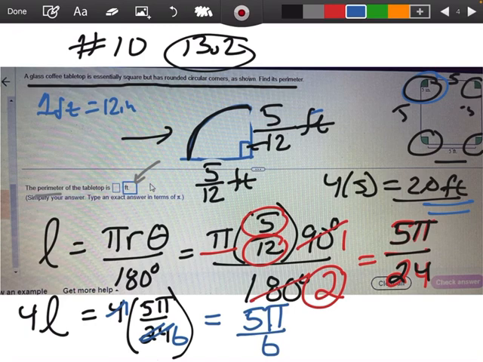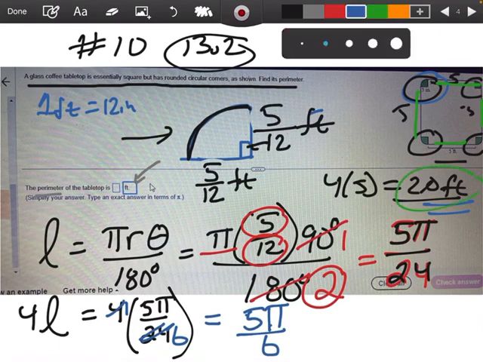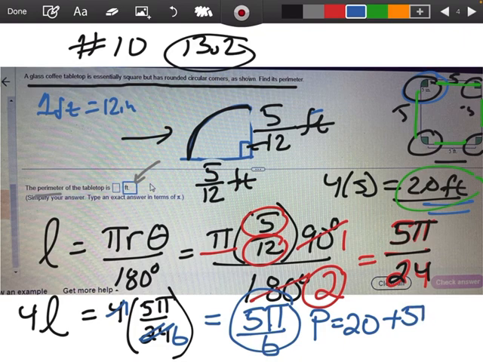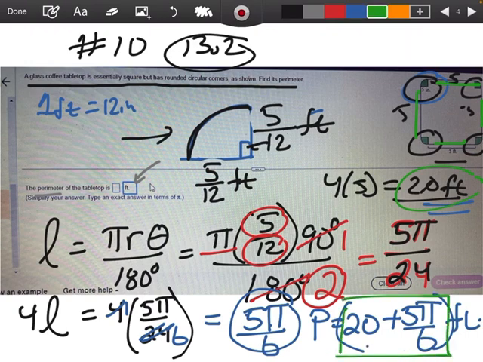So now we want to find the entire length. Well, we had already found the lengths of this piece, this piece, this piece, and this piece together, and that was 20. So my overall answer for the perimeter is going to be 20 plus this 5 pi over 6. You can put that in parentheses if you want to, feet. Actually, I would just take this right here, and that's exactly what I would type in right there: 20 plus 5 pi over 6 in feet.